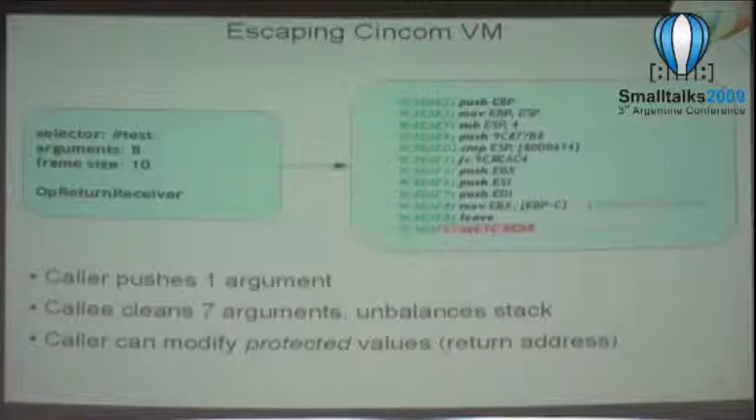And nothing prevents me from just doing a compile method, changing the number of arguments on the compile method. And with that, I can also unbalance the stack and take advantage of it to jump to an arbitrary address. And this is actually, I think, the trick I used to escape Sync-on's VM. Okay?